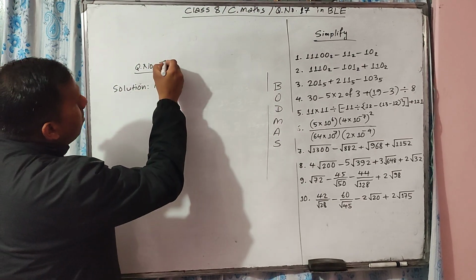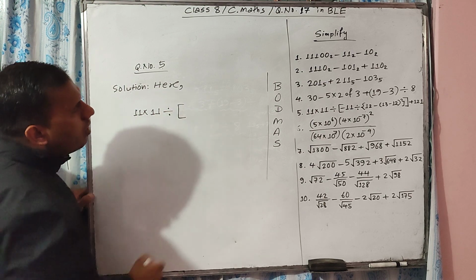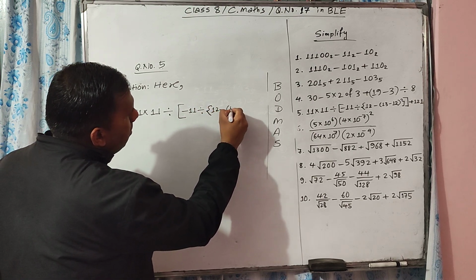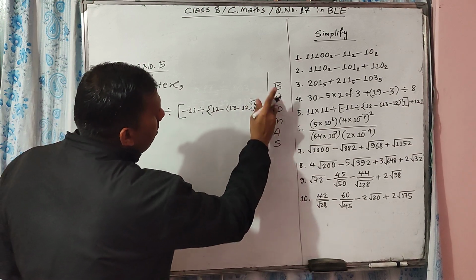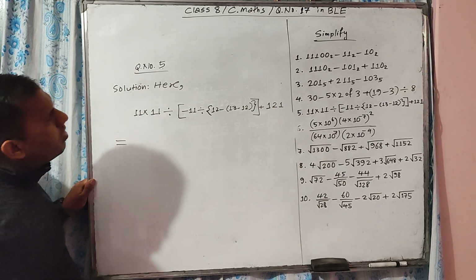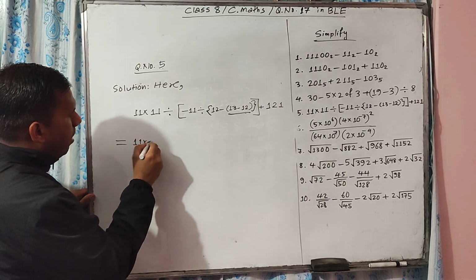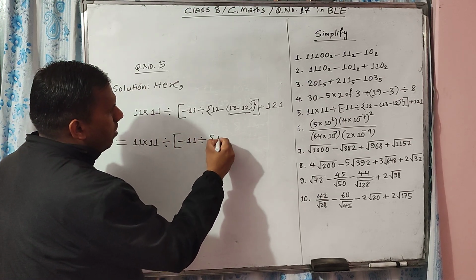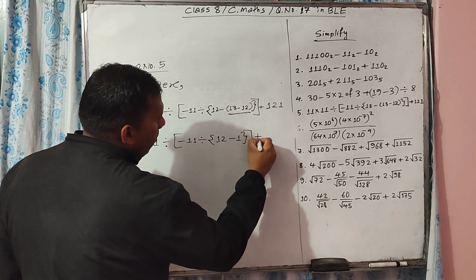Question number 5. Here we have 11 multiply 11 divide, and within bracket minus 11 divide curly bracket 12 minus bracket 13 minus 12 bracket close, curly bracket close, big bracket close, plus 121. This is equal to, first of all, BODMAS, we take the small bracket first. So 11 times 11 divided by big bracket minus 11 divide curly bracket 12 minus 13 minus 12, that is 1. So 12 minus 1 bracket close plus 121.